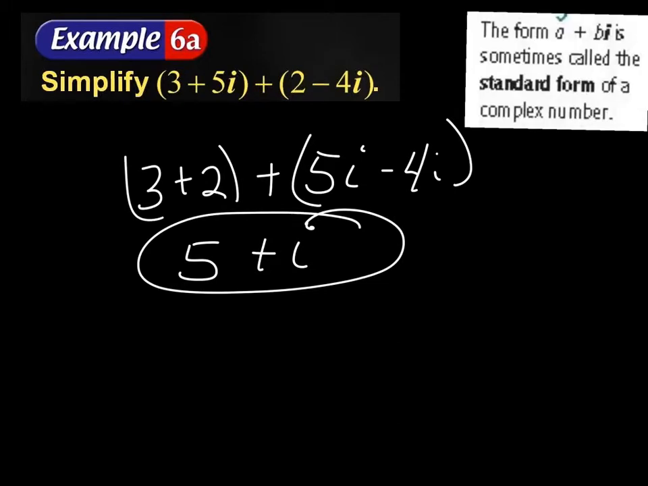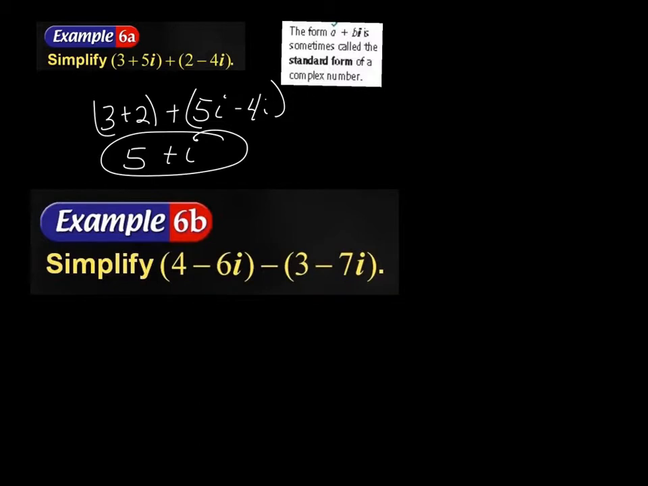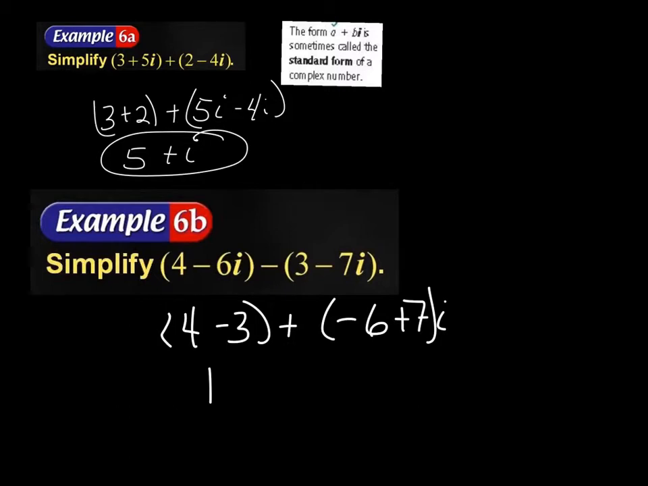The form a plus bi is called the standard form of the complex number, so it's preferable to write the real part and then the imaginary. Again, I can regroup and have my real part, so 4 minus 3, and my imaginary part, so negative 6, and then it was minus negative 7i, so plus 7 for the i parts. So 4 minus 3 is 1, and negative 6 plus 7 is also 1, but once again we don't normally write 1 in front of the variable. i is not a variable, but it sure looks like one.